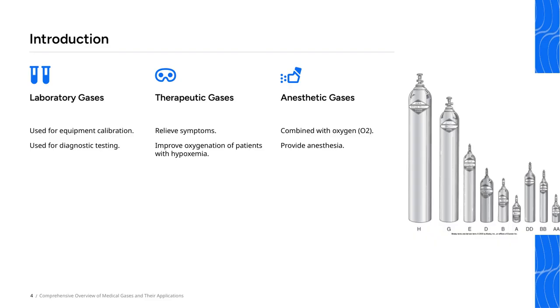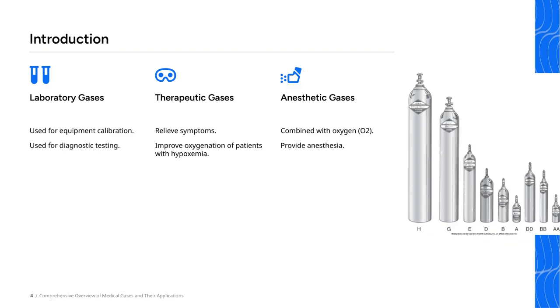Moving on, therapeutic gases help relieve symptoms and are crucial for improving oxygenation in patients suffering from hypoxemia, which is a low level of oxygen in the blood. These gases play a vital role in supporting patient recovery and comfort.